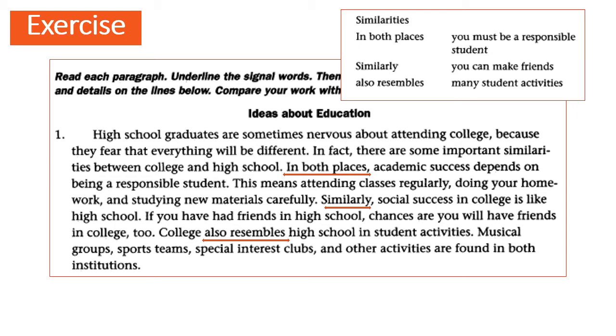Remember, the signal words are the words that give you the clue to what the items are compared or contrasted. So every signal word should refer to a particular item being compared or contrasted. And the first signal word is "in both places", so it refers to the ideas about education, that you must be a responsible student, and the second signal is "similarly", so it shows us that as a student you can make friends, and the last is "also resembles", it explains about the many student activities.